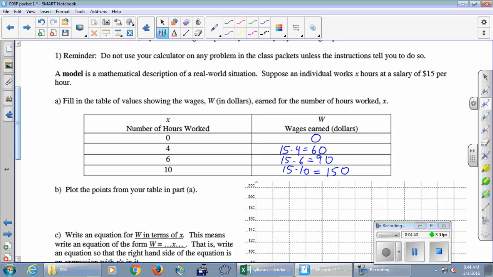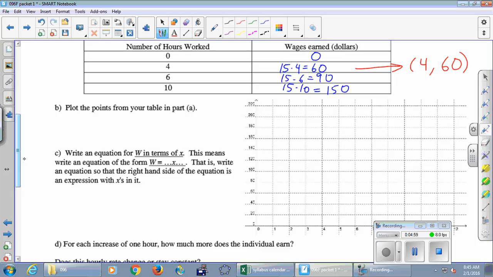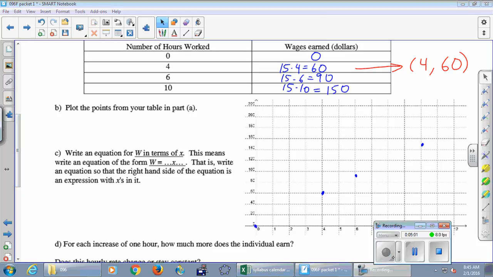Now this gives us a bunch of points. I'll just write one of them out here. But X is 4, and when X is 4, the wages turned out to be 60, so you can think of that as the point 4 comma 60, which you can plot, and which I want you to plot right now. Go ahead and plot all 4 of these points on this graph paper right here, and then we'll come back together.